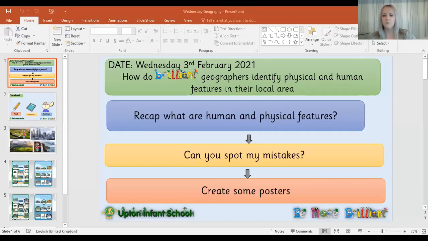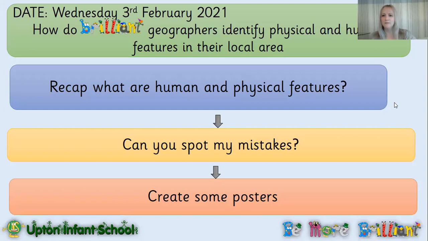We have been learning all about the words human and physical, and we're going to carry on with this today. Now we are going to continue to explore how brilliant geographers identify physical and human features in our local area. And when we're talking about our local area, we're talking about Upton.